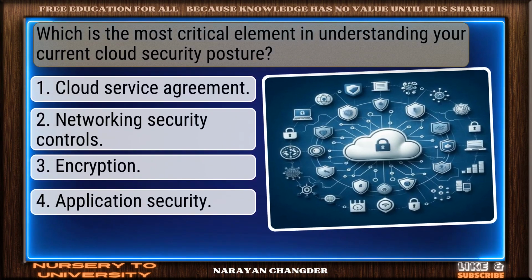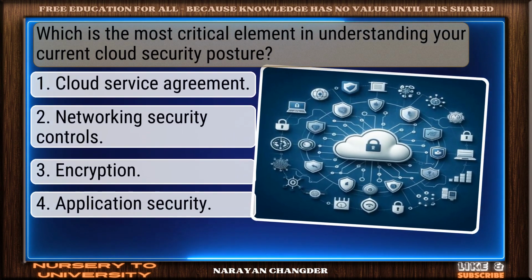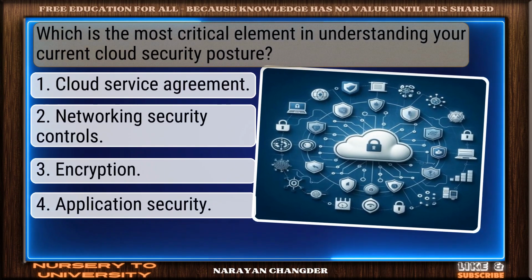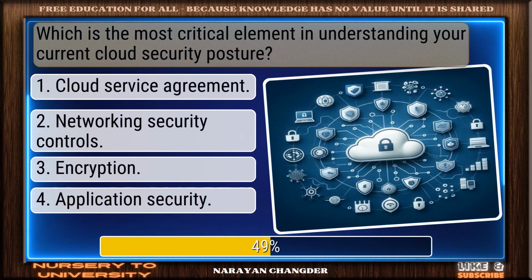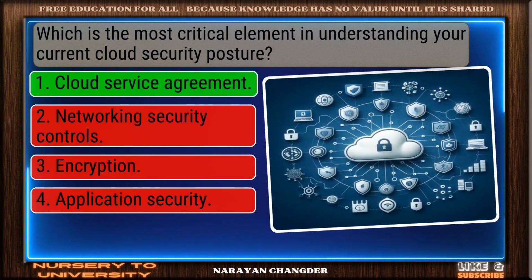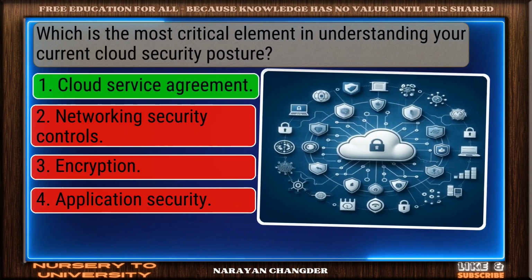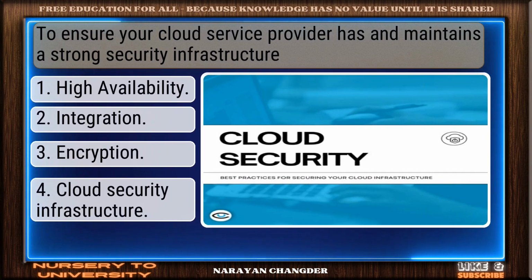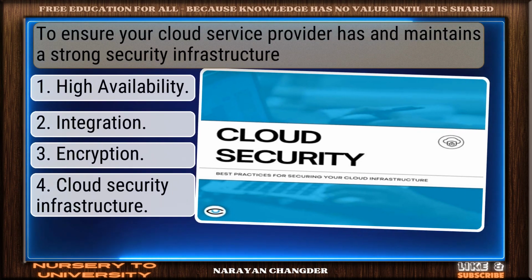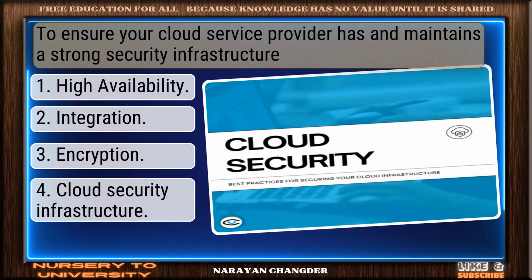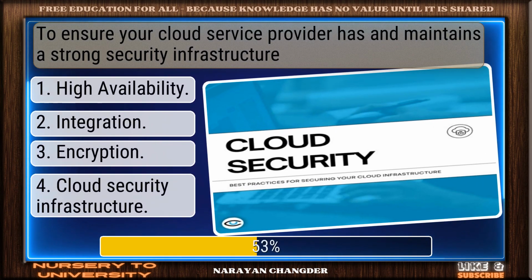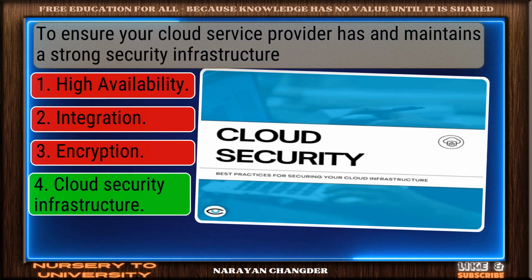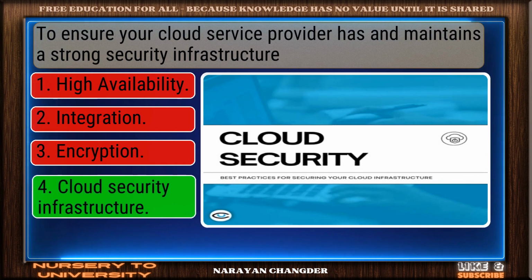Question number 34. Which is the most critical element in understanding your current cloud security posture? Nicely done. Cloud Service Agreement is a solid answer. Question number 35. To ensure your cloud service provider has and maintains a strong security infrastructure. Right again. Cloud security infrastructure is a valid answer.